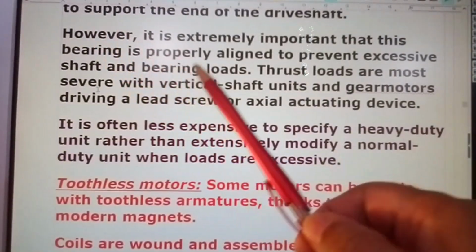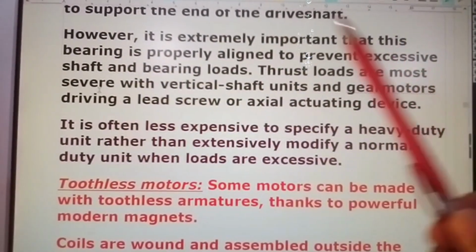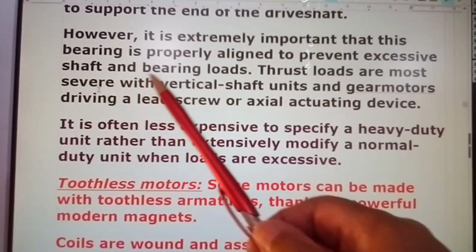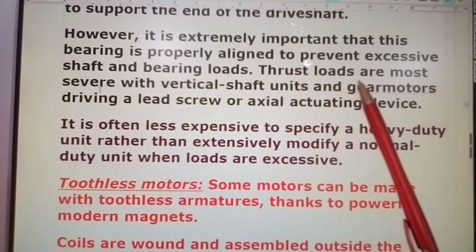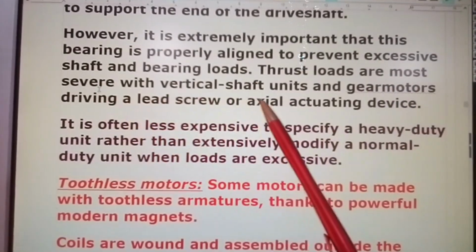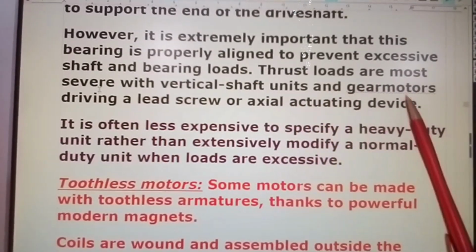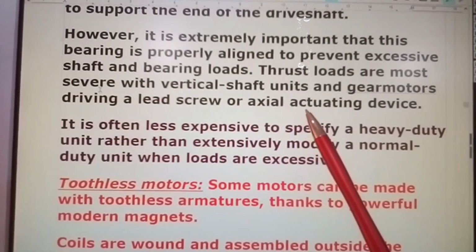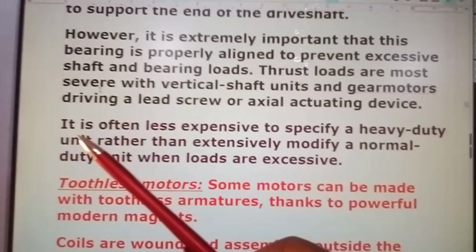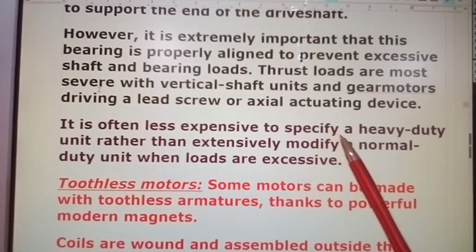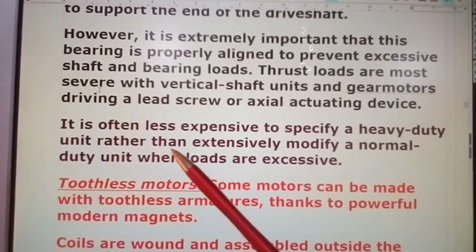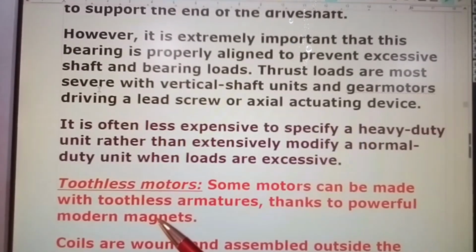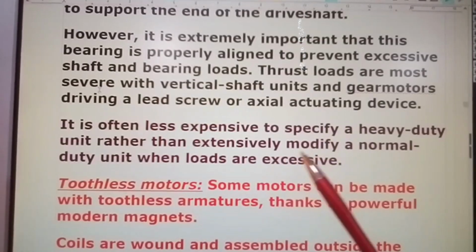However, it is extremely important that this bearing is properly aligned to prevent excessive shaft and bearing loads. Thrust loads are most severe with vertical shaft units and gear motors driving a lead screw or axial actuating device. It is often less expensive to specify a heavy-duty unit rather than extensively modify a normal duty unit when loads are excessive.